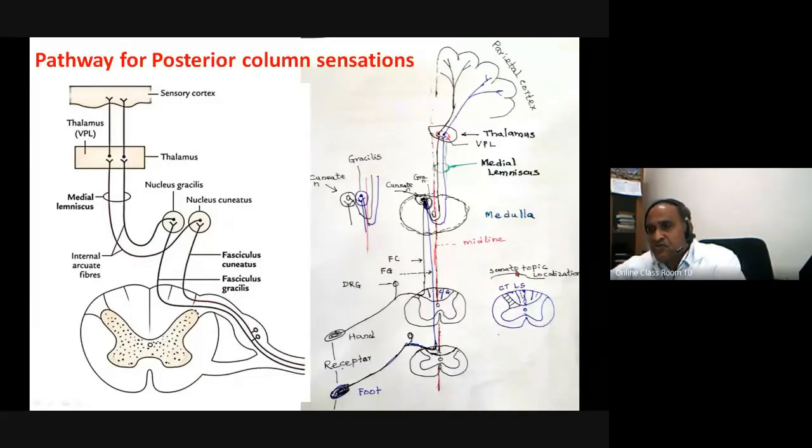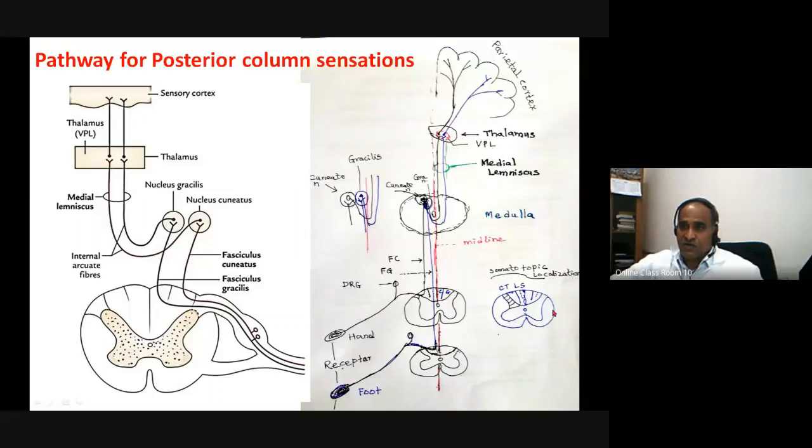Here, I have made the somatotopic localization at each level. At each level, there is a somatotopic localization. So you just see that S is for the sacral segment. They are most medial, then lumbar, then thoracic, then cervical. So like that, the newer ones in the spinal cord, that is the arrangement. The cervical ones are lateral, and the sacral ones are the most medial.